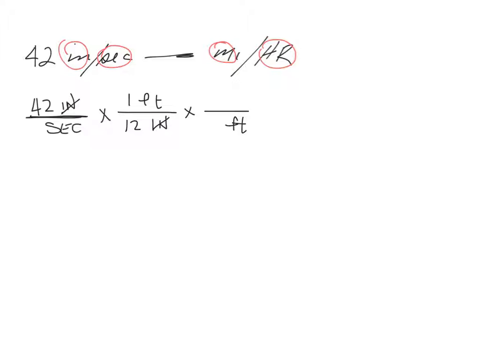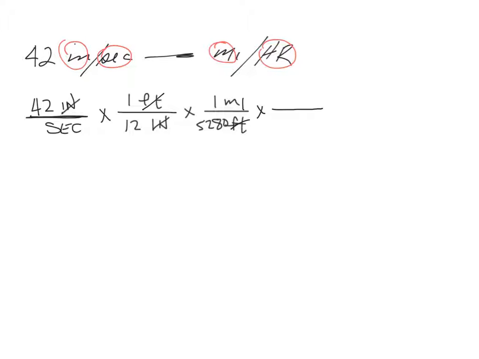Do I know anything about feet and miles? Yes, 5,280 feet in 1 mile. And since miles is what I'm looking for, I know I'm done. I've converted it to miles. In fact, let's put a 1 there. So I cross out my feet. Alright, now I'm not done yet, because now I've converted my inches to miles. Now let's convert my seconds to hours.